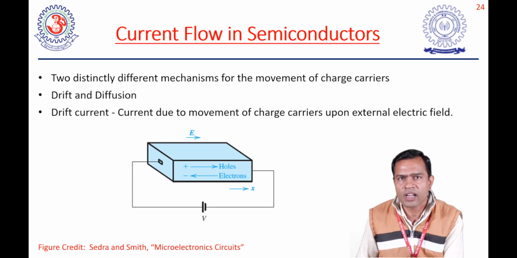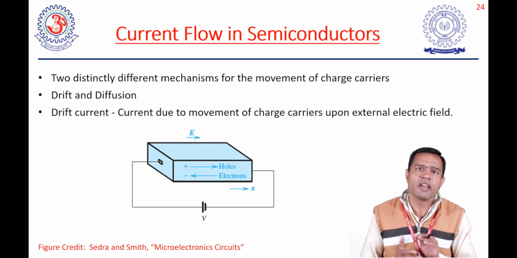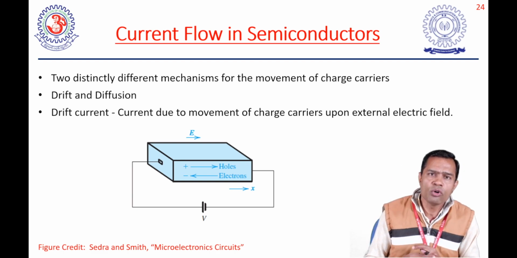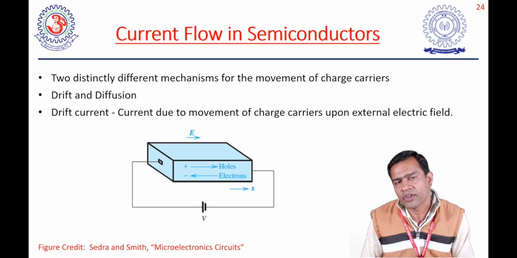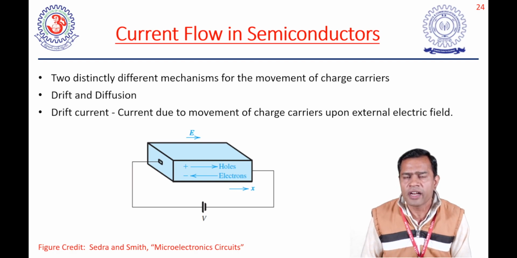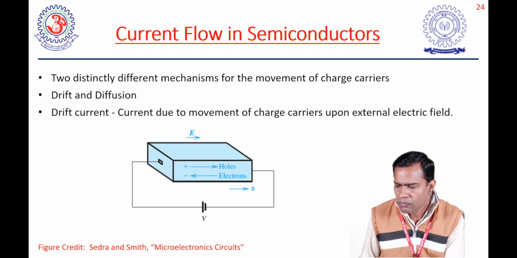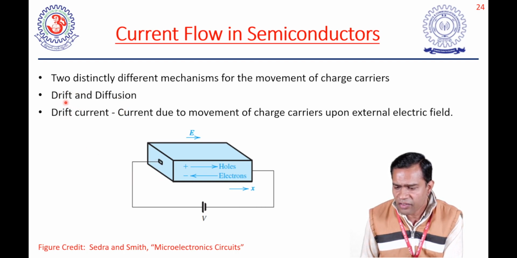Now this one is the current flow in the semiconductor. This is very, very important. Current due to maybe diffusion or drift. These two mechanisms are very, very important in our semiconductor theory. So you can see drift and diffusion.